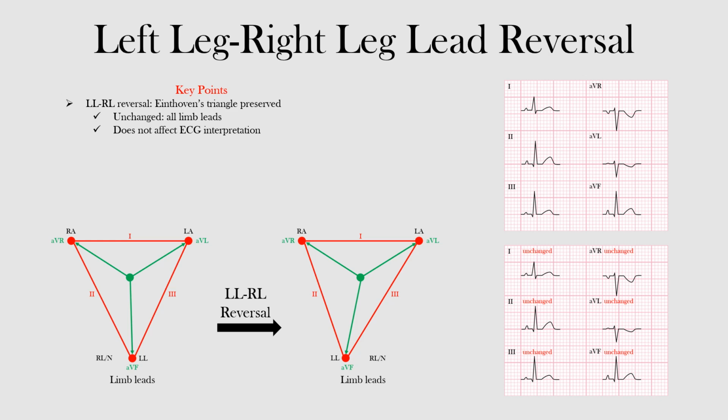It is important to be aware of these accidental misplacements of the limb lead electrodes because they can mimic various pathology, including chamber enlargement and ectopic atrial rhythm, or even myocardial ischemia and infarction.